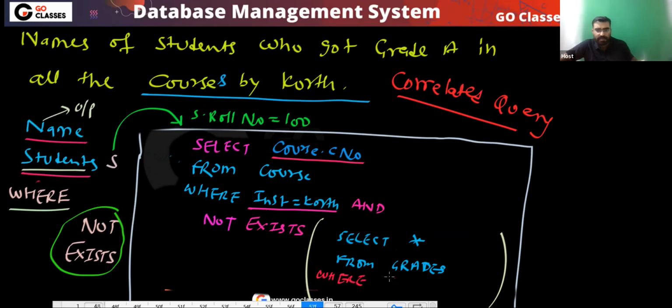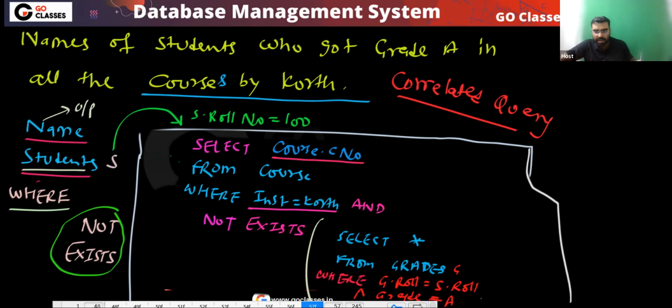So I will write where the roll number is the same. This G dot roll number must be the same as S dot roll number, and grade is A, and this course number is the same as that course that you are taking from outside. So G dot course number is the same as C dot course number. That's it. This is your query.